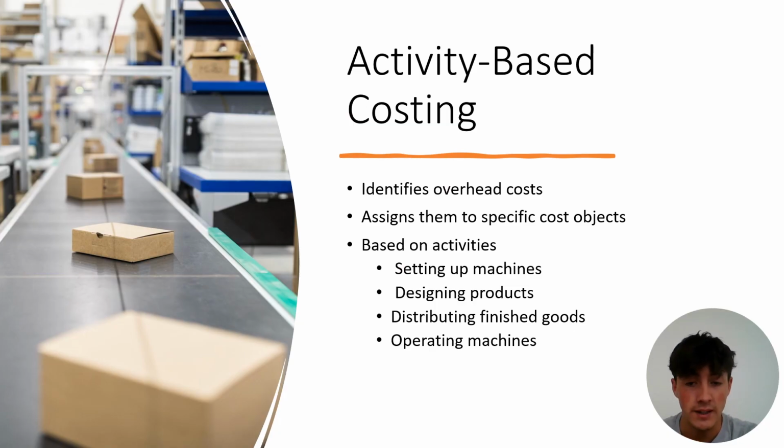Activity-based costing identifies overhead costs, assigns them to specific cost objects, and is based on activities such as setting up machines, designing products, distributing finished goods, and operating machines. With activity-based costing, ABC in parentheses, overhead costs from each department are identified and attributed to particular cost objects such as products or services. The ABC system of cost accounting is based on activities, which are any event, unit of work, or activity with a particular object, such as assembling industrial equipment, creating products, distributing finished items, or operating machinery.